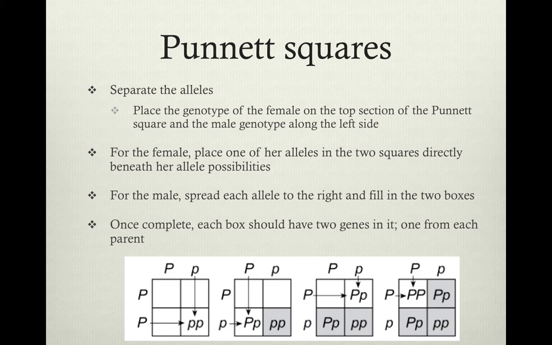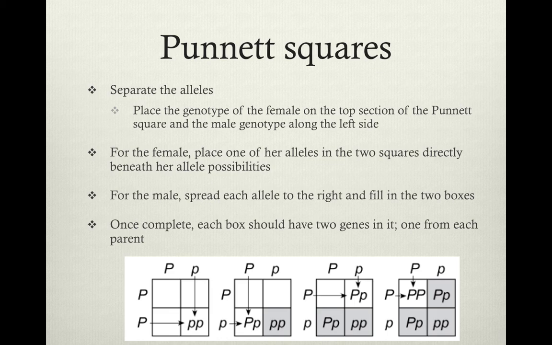For the female, place one of her alleles in the two squares directly beneath her allele possibilities. For the male, spread each allele to the right and fill in the two boxes. Once complete, there should be two alleles in each box, one from each parent. Follow this step-by-step diagram if you need assistance.